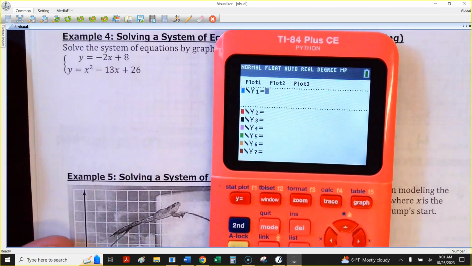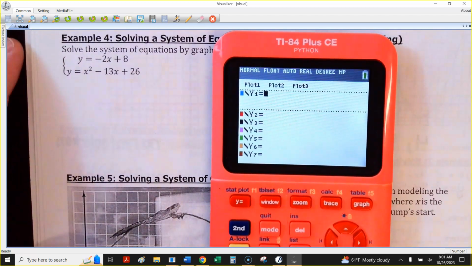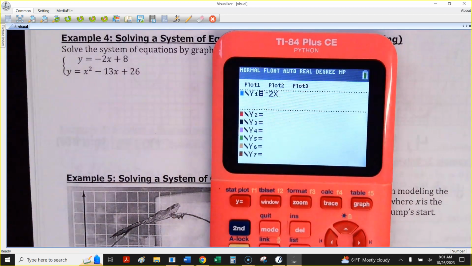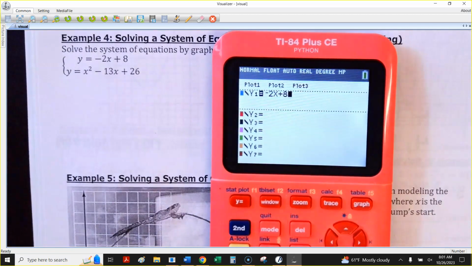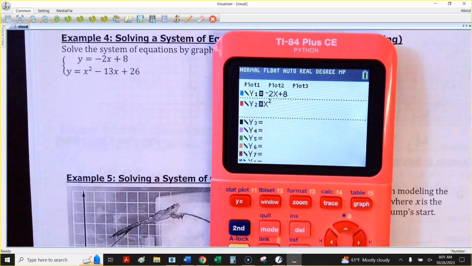so that's why I want to practice with the calculator too. If you want to go back into your y equals, if you guys remember doing this, just type in your line. So you got negative 2x. When you type in the negative for the 2x, make sure you use the negative key. Don't use the subtraction sign. It doesn't like that. And then the quadratic there, I've got x squared minus 13x, and then plus 26. All right, does anybody remember what to do next to solve a system on the calculator? We haven't done this for a little bit.